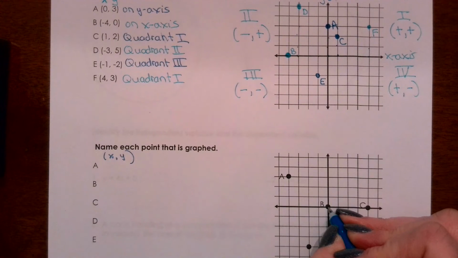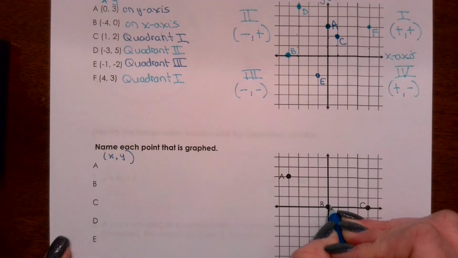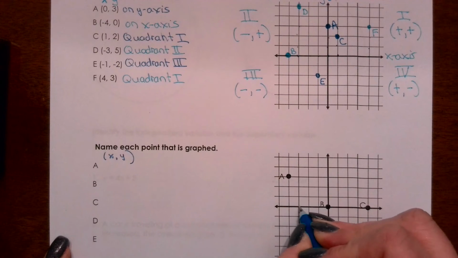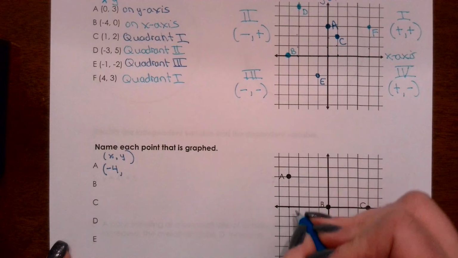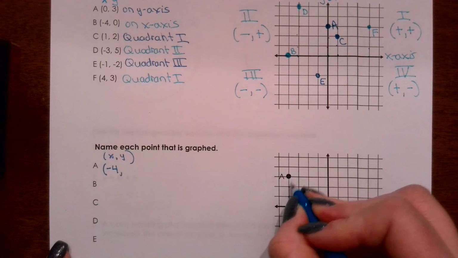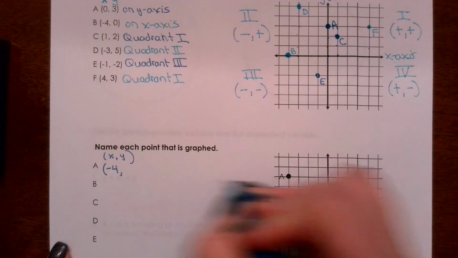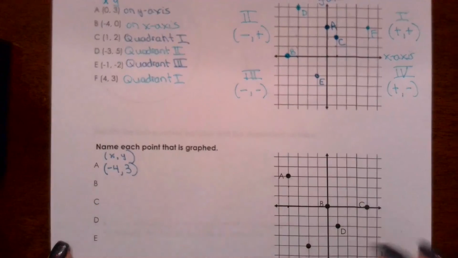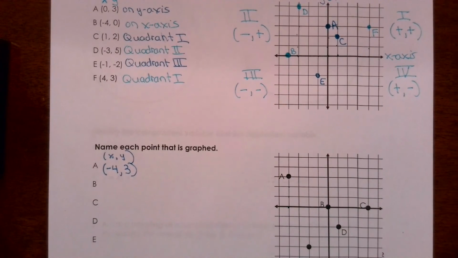I want you to remember that we always start at the origin. So this point looks like I'm going, and we always go left to right first, 1, 2, 3, 4 to the left. So that is negative 4 because I'm going left. And now I'll go 1, 2, 3 up. Up is positive, so it's a positive 3. Point A is at the coordinates negative 4, 3.